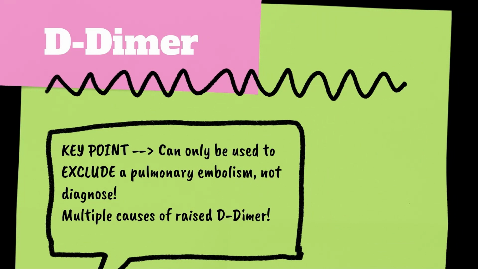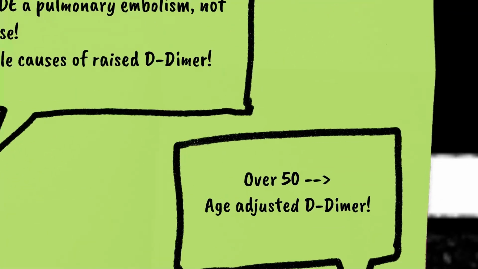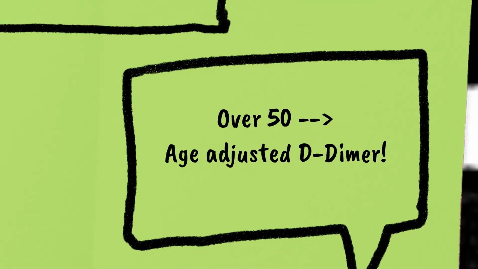A positive D-dimer does not confirm a PE, and there are multiple causes of a raised D-dimer, including things such as an underlying infection or malignancy. It is important to note that if the patient is over the age of 50, you should also age adjust the D-dimer using a site such as MD Calc, as elderly people typically have higher baseline D-dimers.